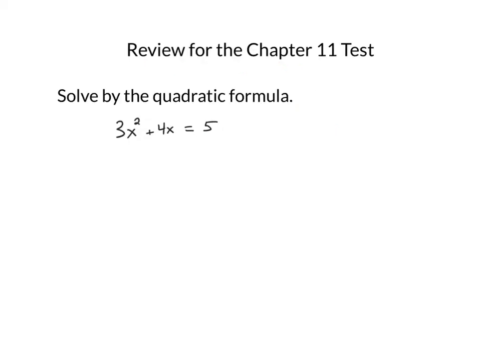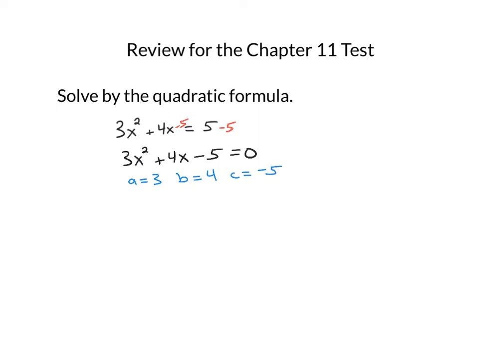The other type of problem is solved by the quadratic formula. Before you can do anything with the quadratic formula, you need to make sure all the numbers are on the left and you have 0 on the right. So for this problem, I'm going to need to subtract 5 from both sides. So I'm going to have 3x squared plus 4x minus 5 equals 0. Now I can write down what a, b, and c are. A is 3, b is 4, and c is -5. Don't forget the sign that's in front of the number.